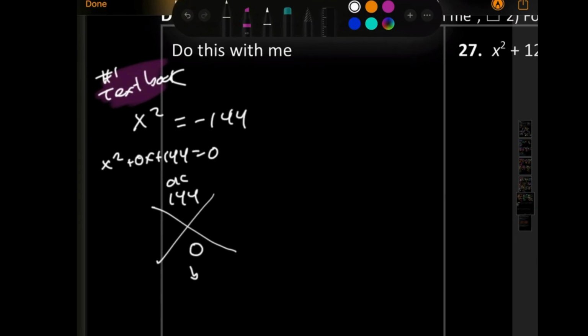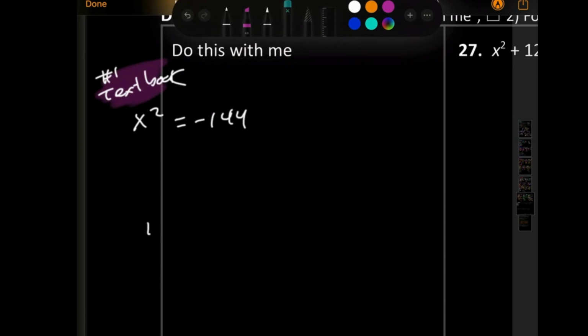Now pay attention, you couldn't do 12 and negative 12, because although that adds to be 0, that would multiply to be negative 144. So our method of factoring here does not work. So the textbook would say add 144 to both sides.